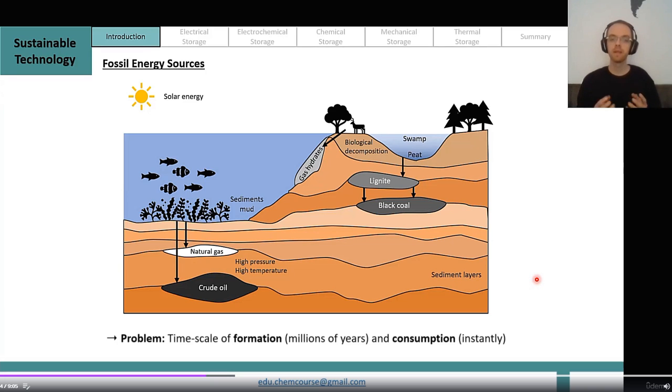The main issue I would like to point out here is the issue of time scale of formation. It is important to realize at this point that to create these fossil fuels, it takes millions of years. However, if we simply think about burning coal or burning natural gas or using crude oil, we are thinking about a consumption which, in contrast, happens more or less instantly.